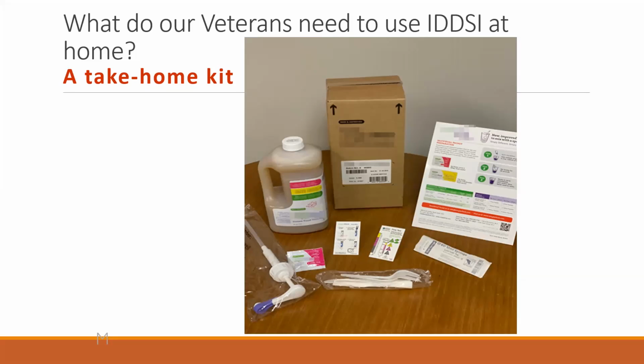And so many, many patient handouts and information sheets are available that are quite complete and good on the IDDSI website. Here you can see a take-home kit that was created by our Manhattan VA that's been implemented at a number of our sites now. It includes a fork, testing cards, information on how to mix thickening agent with instructions, and the thickening agent, of course.